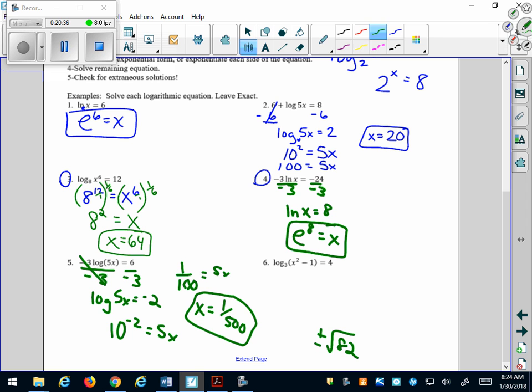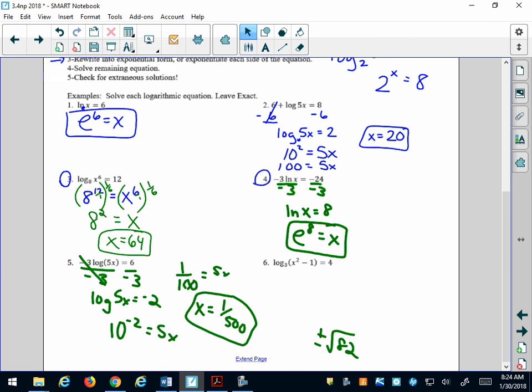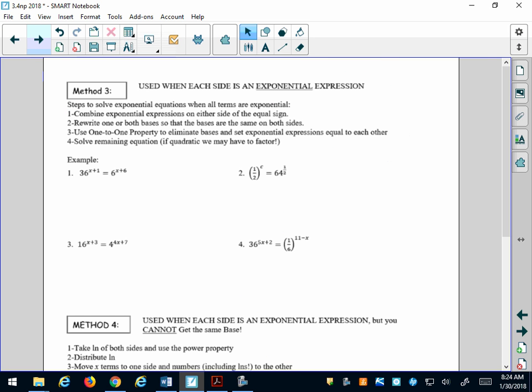So we're going to go to method 3. This is an important one because it gets used a lot. This is when you have an exponential expression on both sides. And this is that exponential one-to-one property. What you want to do, basically, is express all of the things with the same base. So you're rewriting things so that they have the same base.